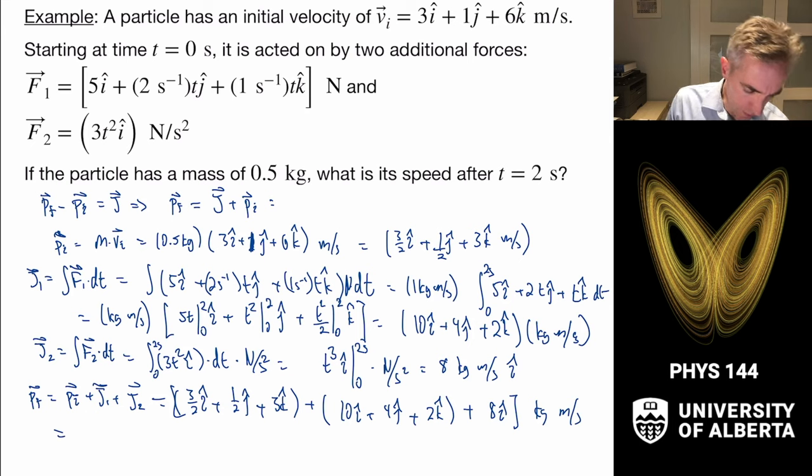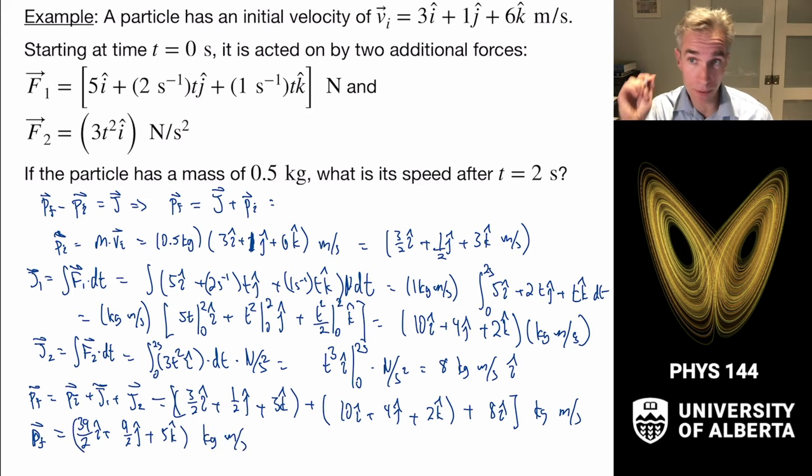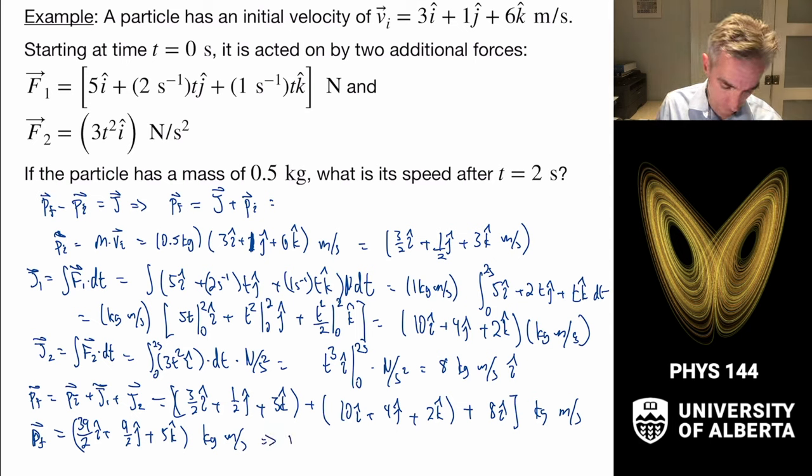Therefore, we get our final result for the momentum as 3 halves plus 20 halves is 23 halves, and another 16 halves is 39 halves i hat plus 9 halves j hat plus 5 k hat, again in momentum units. And then finally we figure out the velocity. So v final is equal to 1 over m times p final, and with mass a half, this is 39 i hat plus 9 j hat plus 10 k hat meters per second.